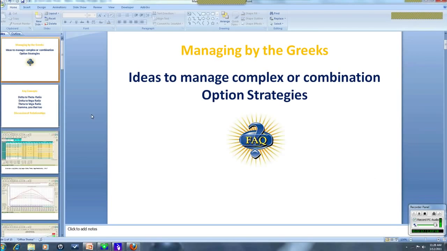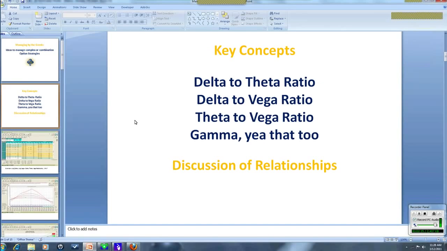So, to me, the key concepts of managing by the Greeks would be to keep these ratios in mind: your delta to theta ratio, your delta to vega ratio, theta to vega, and of course gamma as well, which is probably the least talked about Greek of all. I like to keep gamma as small as possible, obviously, because that controls your rate of change of delta. So these different ratios are what I keep in mind when I'm managing positions by the Greeks.